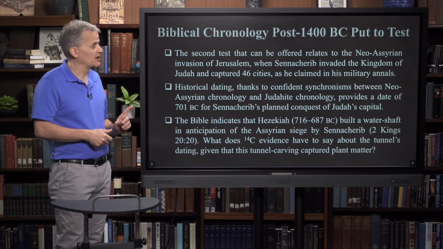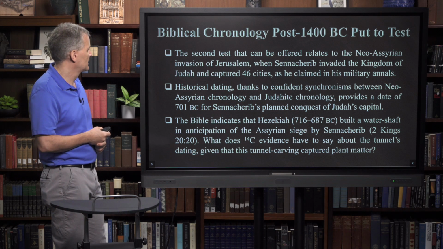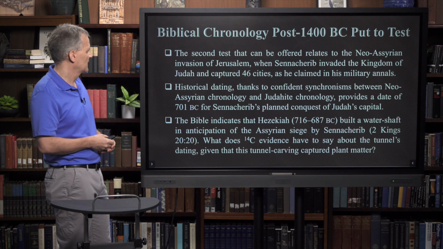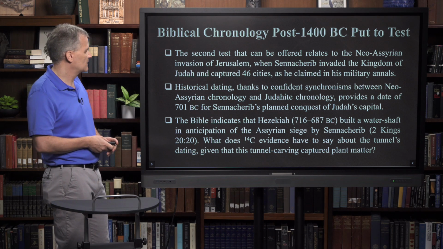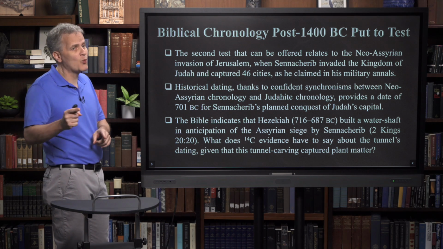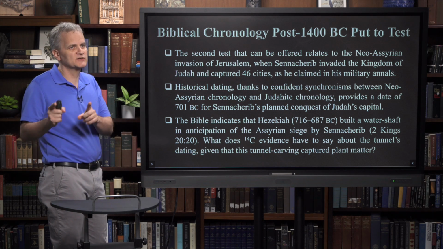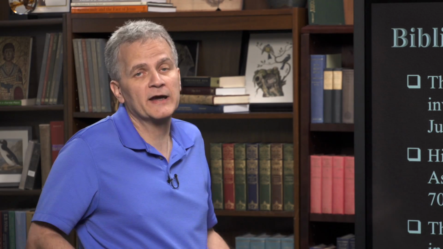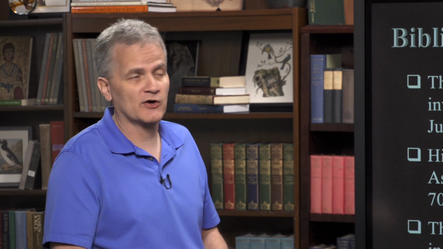The second test that can be offered relates to the Neo-Assyrian invasion of Jerusalem, when Sennacherib invaded the kingdom of Judah and captured 46 cities, as he claimed in his annals. Historical dating, thanks to confident synchronisms between Neo-Assyrian chronology and Judite chronology, provides a date of exactly 701 BC for the time that Sennacherib, the king of the Neo-Assyrian Empire, planned his conquest of Judah's capital, and he was already in Judah capturing cities, and Jerusalem, of course, was the cherry on top.